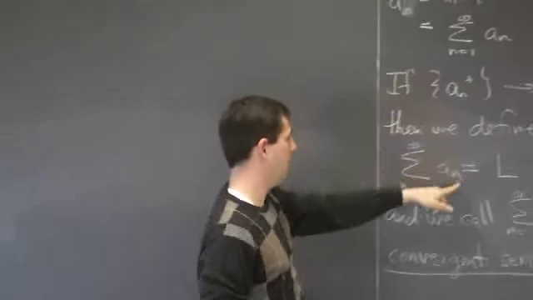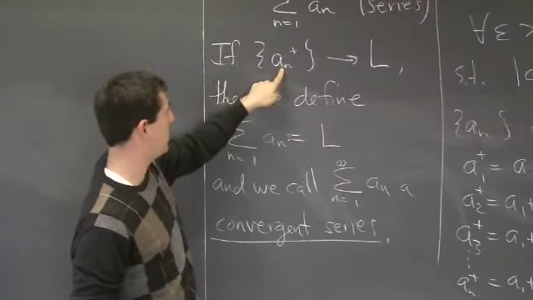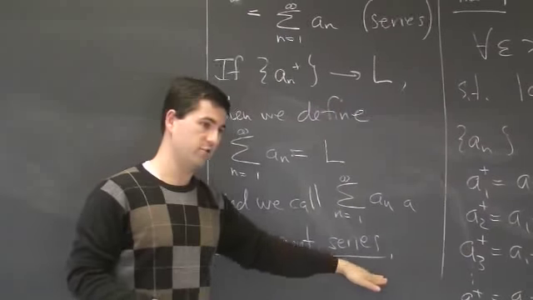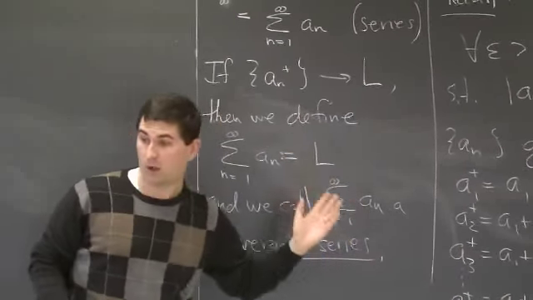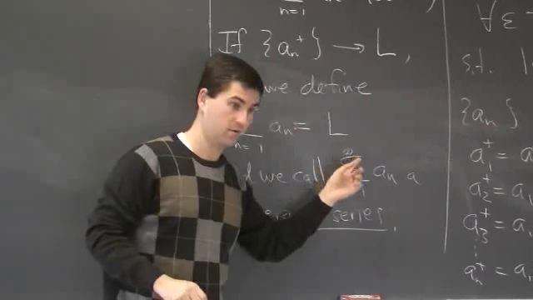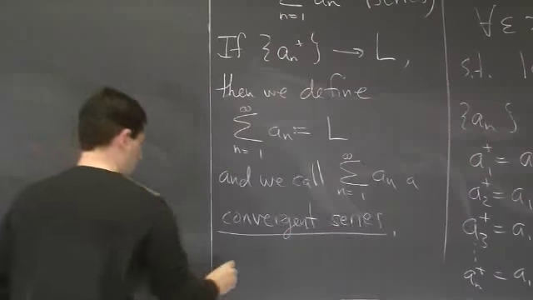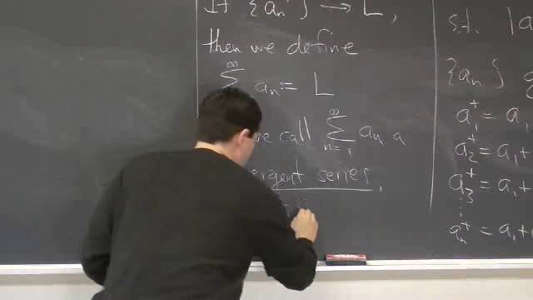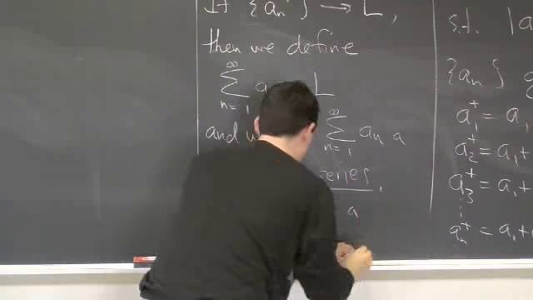But if this partial sum sequence converges to L, then we call the series a convergent series. And what do you think we call it if it doesn't converge? Yeah, a divergent series. Otherwise, it is a divergent series.